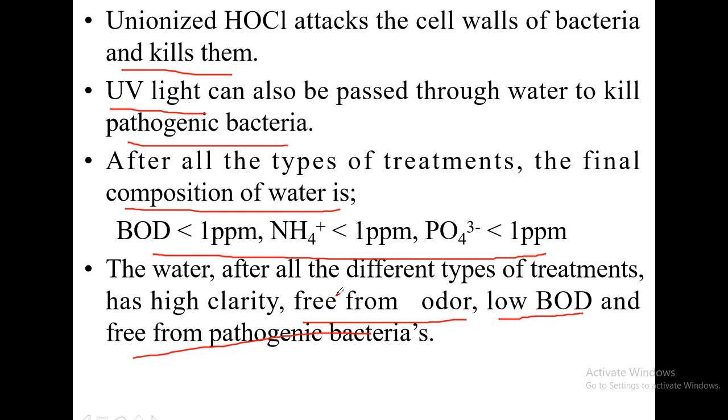When the water is subjected to these treatments, that is primary, secondary and tertiary treatment, the resultant water at the end of all three treatments will have high clarity. It is absolutely free from odor. It doesn't contain any pathogenic bacteria. It has low BOD. It has ammonium and phosphate concentrations less than 1 ppm.